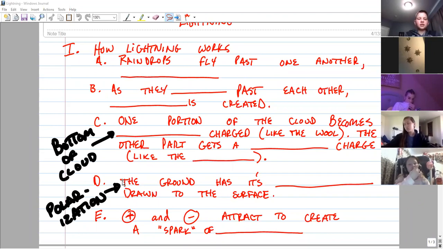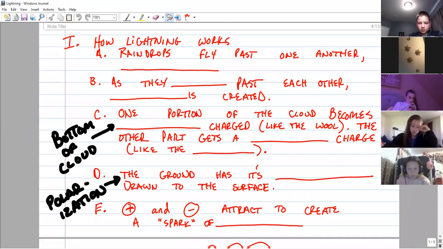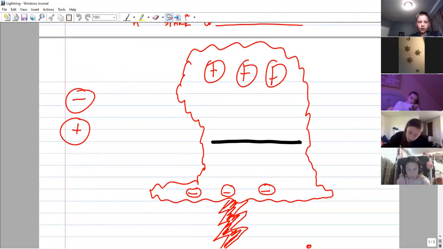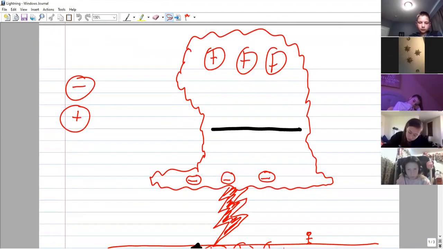We would say for letter D that the ground, I'm going to show you a picture here that you can choose to get into your notes if you'd like. The ground would have its positives drawn to the surface. Let me try and show you with this picture. So here's my big storm cloud, and there's raindrops. Raise your hand if you could tell me what kind of cloud I've attempted to draw here.